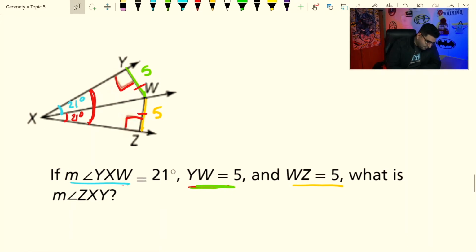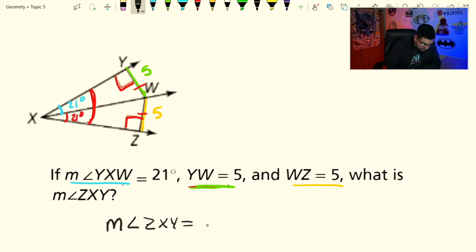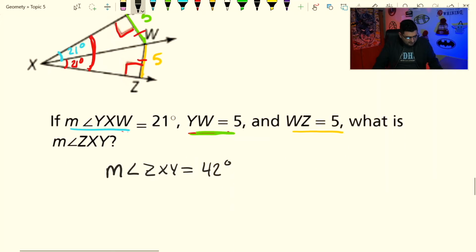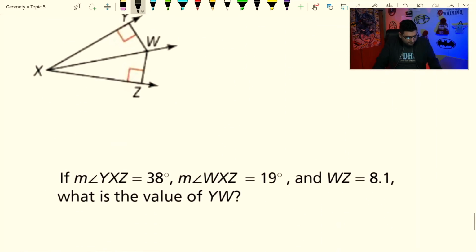Now to know what the full angle ZXY is, I simply have to add these two. 21 plus 21, that would be 42 degrees. So this was an example of how we could use the converse to help solve this. Now let's go ahead and look at another problem.